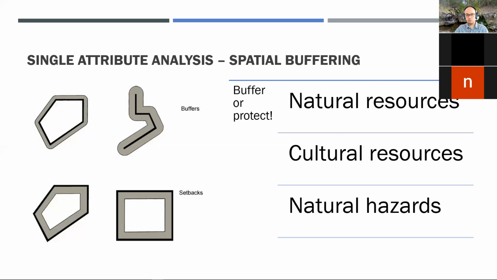Buffer analysis is used to identify locations that require protection from development or locations that pose significant risk to human life and property, such as these features. So if you have natural resources or cultural resources or natural hazards within or around your site, then you may need to protect them, or you may need to buffer them.